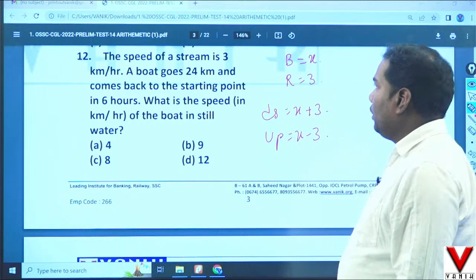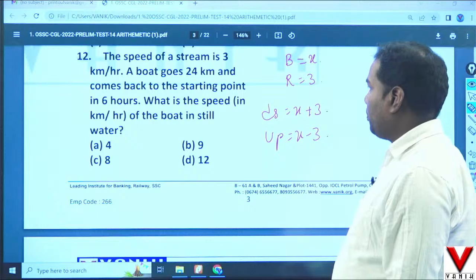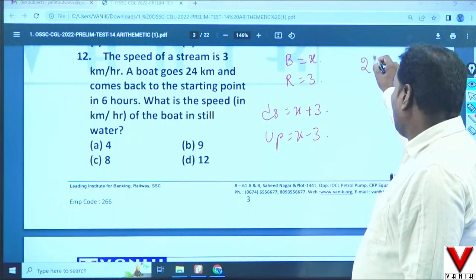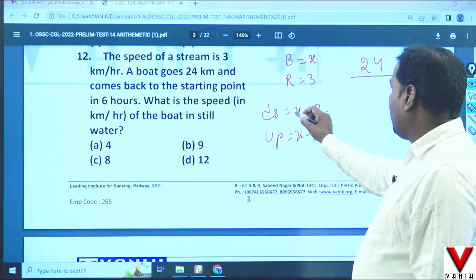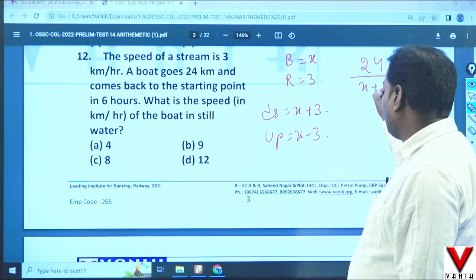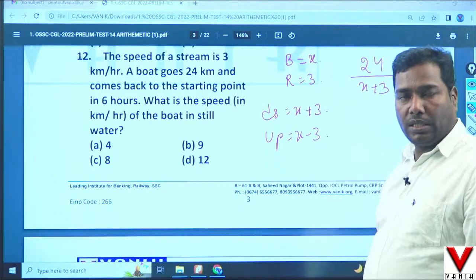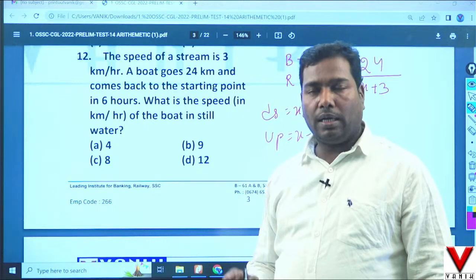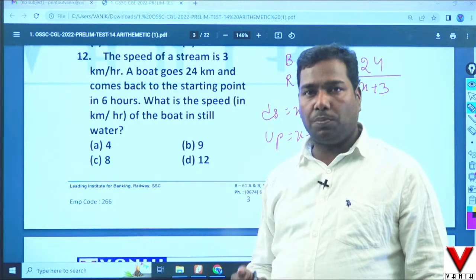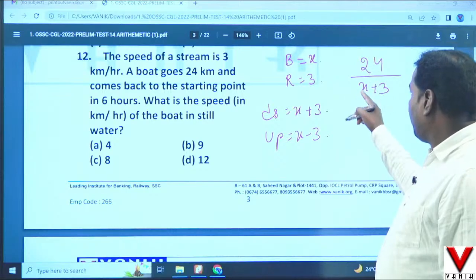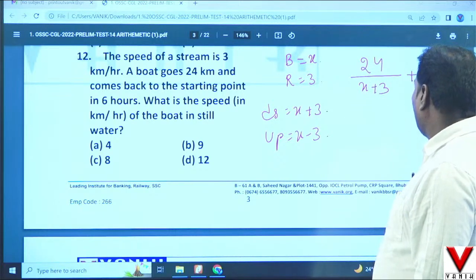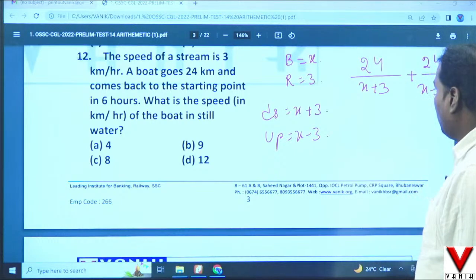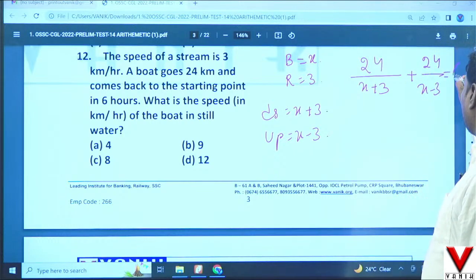Clear? The speed of a stream is 3 km per hour. A boat goes 24 km. Suppose the boat covers 24 km downstream. Downstream means x plus 3. 24 km is the distance, x plus 3 is the downstream speed. So I write distance by speed: 24 divided by x plus 3, plus 24 divided by x minus 3, is equal to 6 hours.